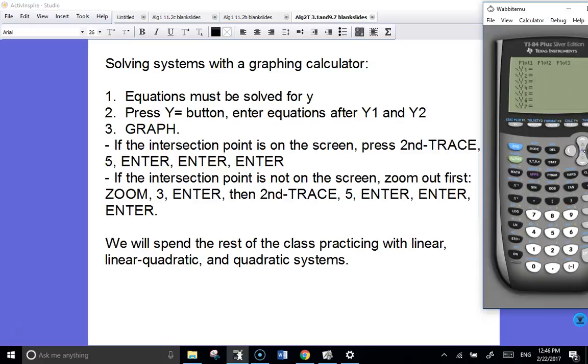Okay, then you're going to hit graph. Graph button right there. It's just on the edge of my screen there. And you look for, again, what would be the solution to the system? An intersection point, right? So if you see the intersection point on the screen, then you just go second trace 5 and enter, enter, enter. Simple steps. Watch. Second trace, and you see the menu that's there? Number 5 says intersect. So it finds the intersection points of graphs.